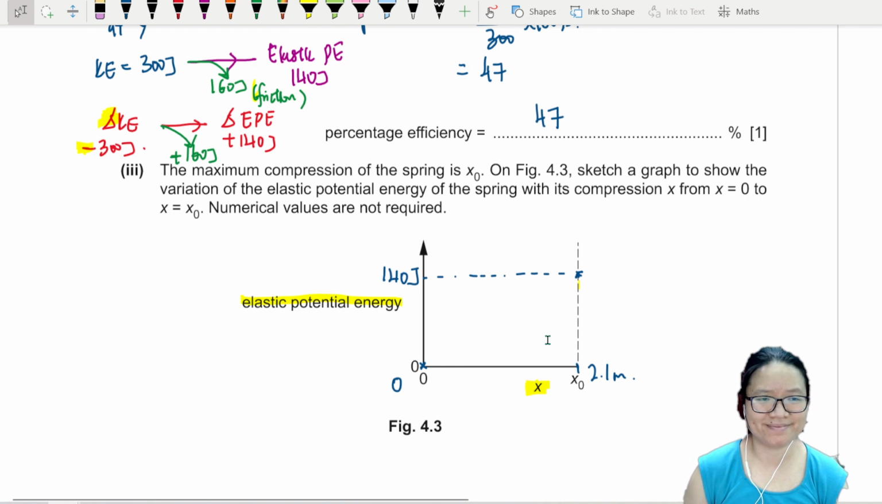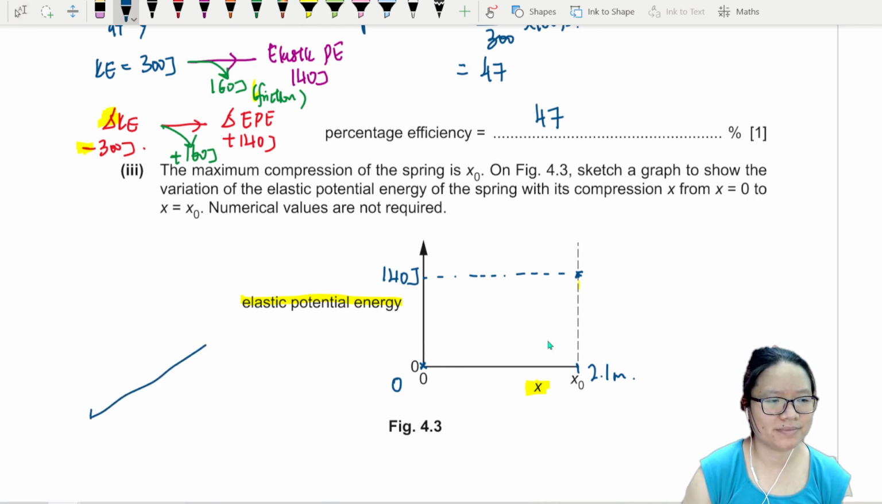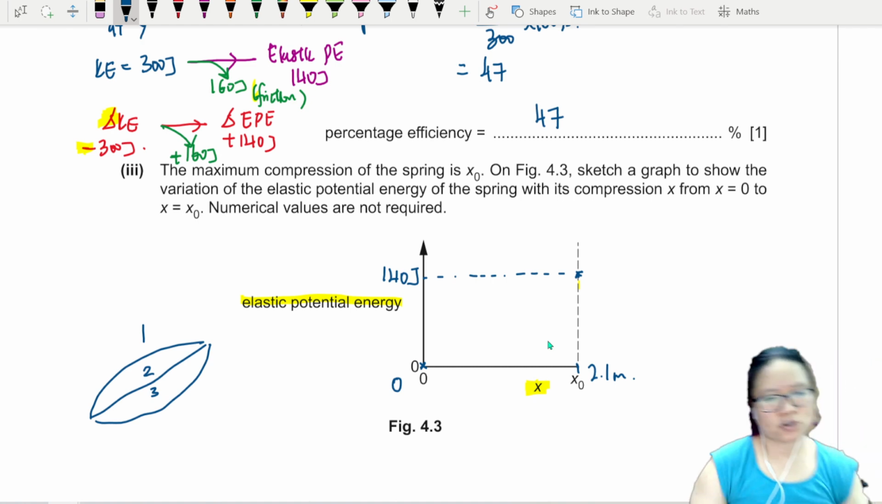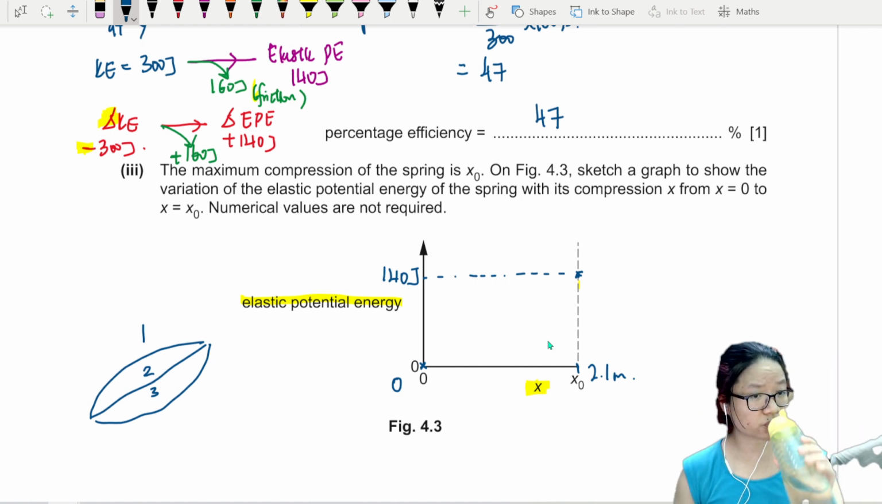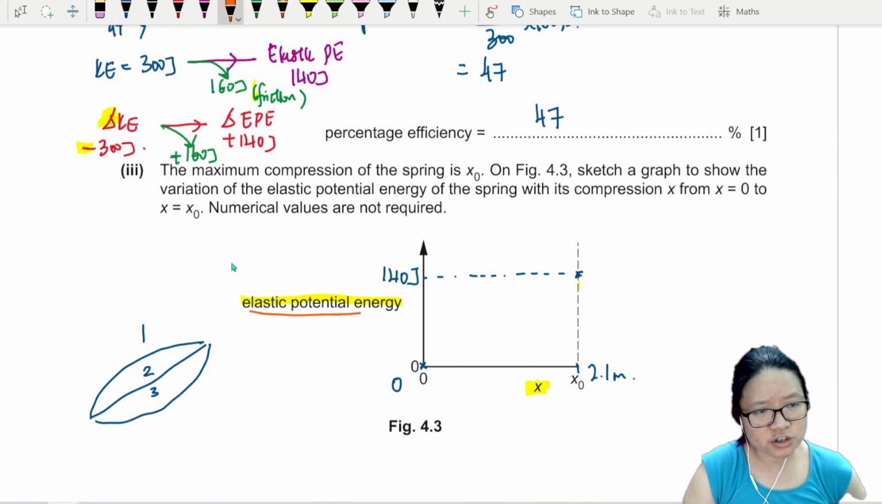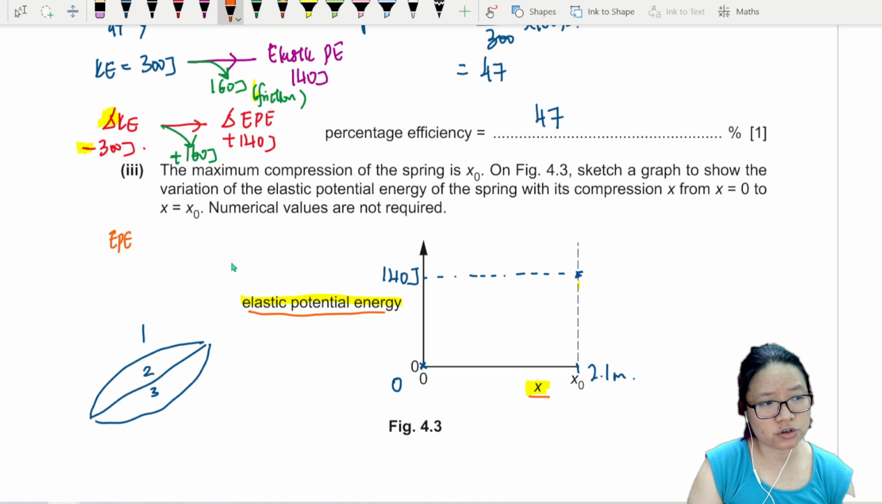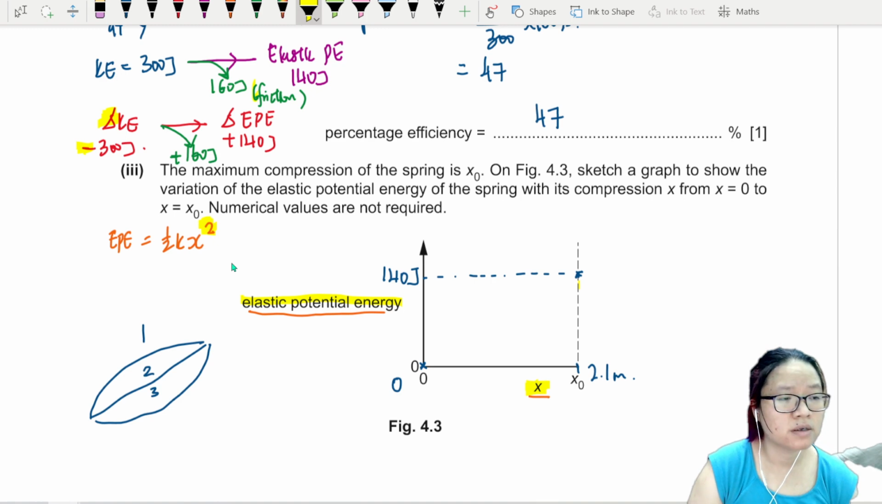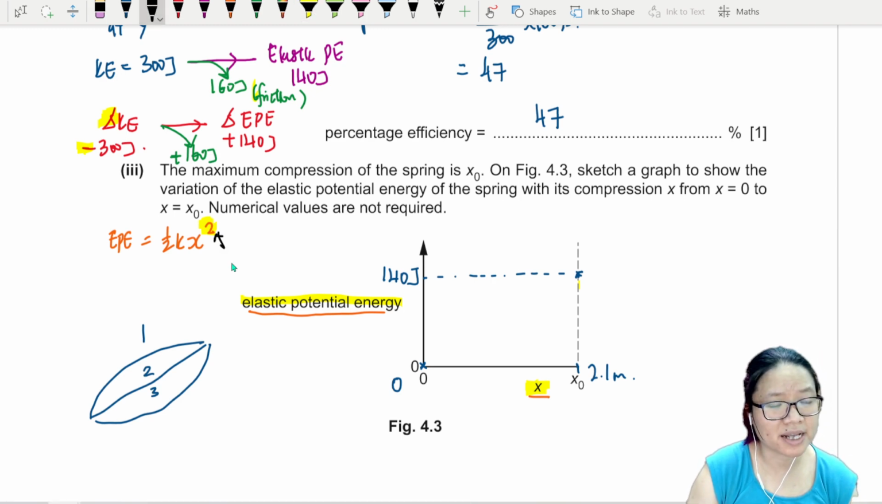Question. Straight line or curve? 1, straight line. 2, curve like this, decreasing gradient. 3, curve like this, increasing gradient. So to answer this question, you can refer to the equation of elastic potential energy and displacement. Okay? So elastic potential energy is equal to half kx square. Now you see the square here. So this square basically tells me that it has to be quadratic or basically a curve. 2 is out. Now which curve are we talking about?